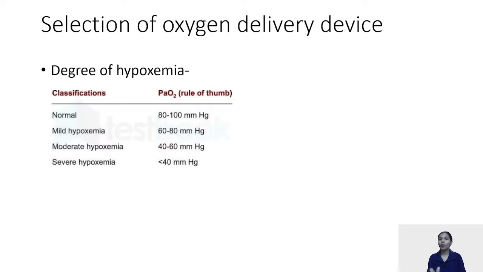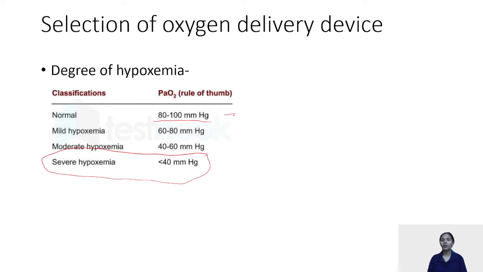When we talk about hypoxemia, before we study the delivery devices, we have to know the severity of hypoxemia, because the choice of oxygen delivery device actually depends upon the degree of hypoxemia that the patient is suffering from. For example, the normal level of PaO2 in our body is 80 to 100 millimeters of mercury, mild is 60 to 80, moderate 40 to 60, and severe is less than 40 millimeters of mercury.